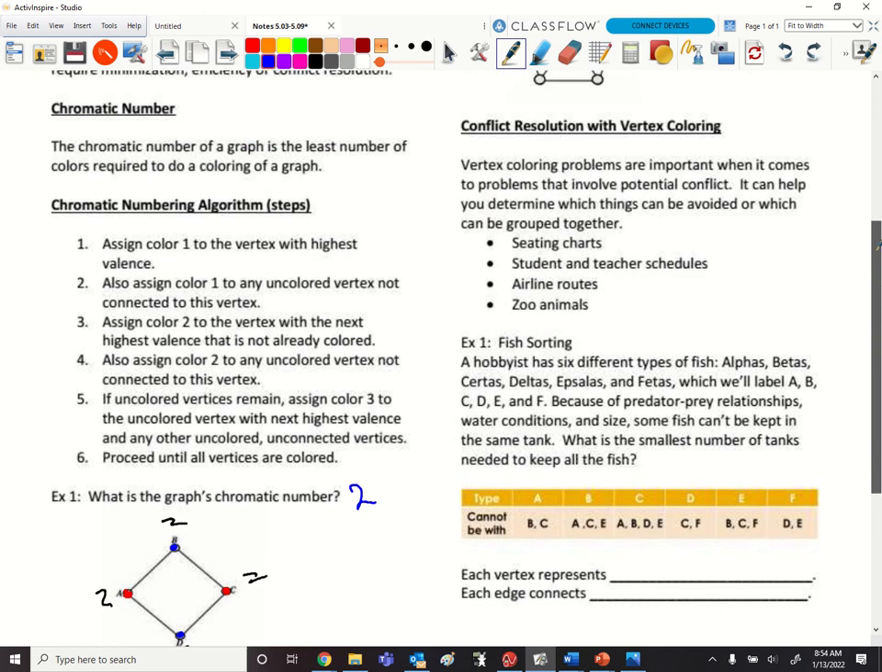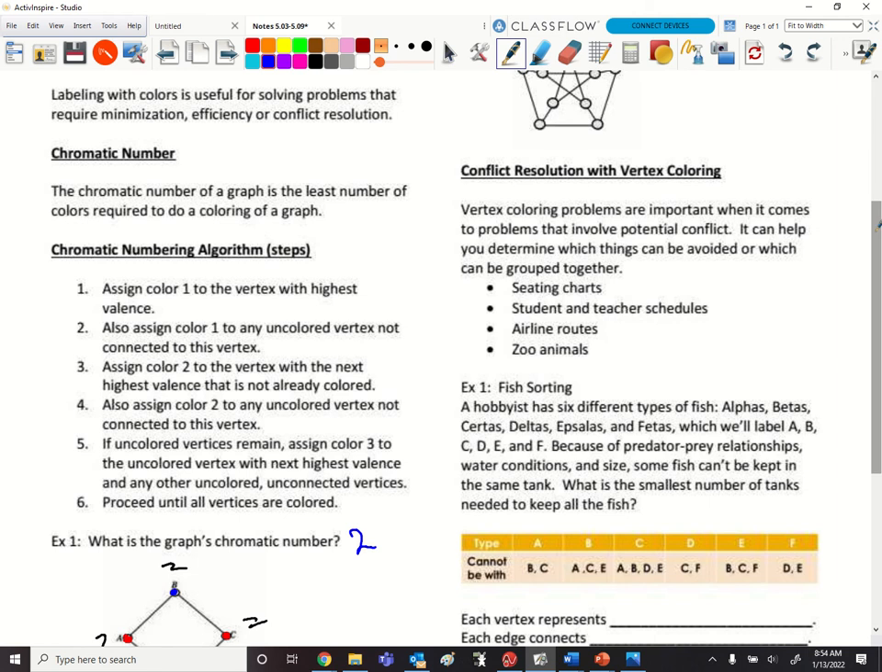So that's what it means right here where it says, okay, conflict resolution. Keep those 3 students separated. That's the conflict resolution there. Does that make sense or no? That makes sense. Okay, good. Yes? All right.